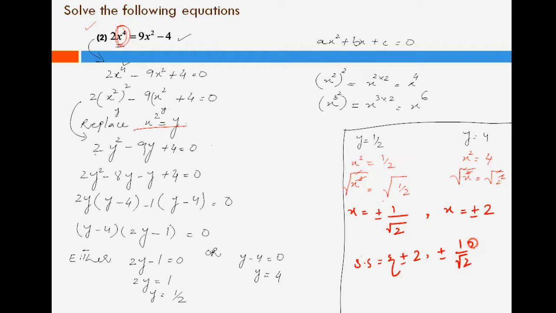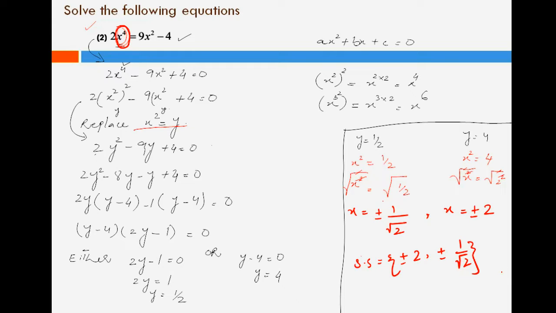And the solution set will be these 4: plus minus 2 and plus minus 1 upon under root 2. As the equation has x raised to the power 4, it must have 4 solutions: plus 2, minus 2, plus 1 upon under root 2 and minus 1 upon under root 2. I hope you have understood this question.